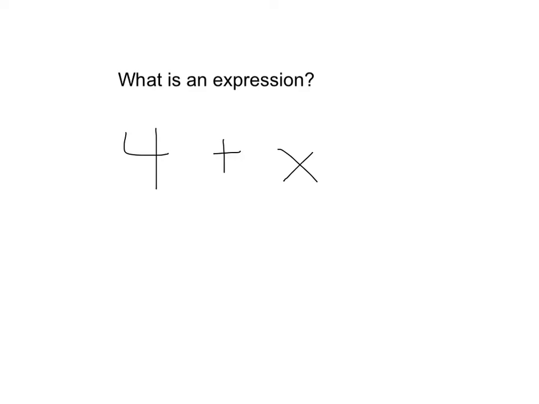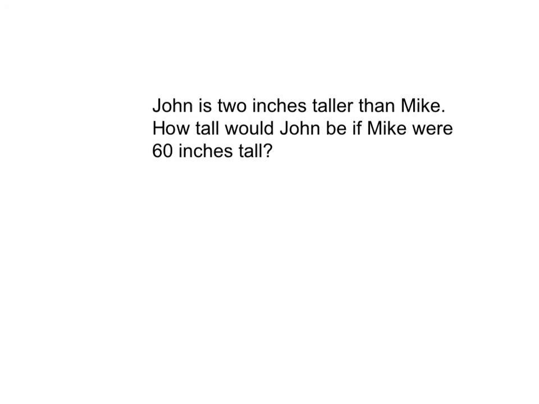For example, let's take a look at a question. The question is, John is 2 inches taller than Mike. How tall would John be if Mike were 60 inches tall? Well, we could use an expression to solve for this problem. The expression would be, we know that John is 2 inches taller than Mike. So we don't exactly know, per se, how many inches tall Mike is.